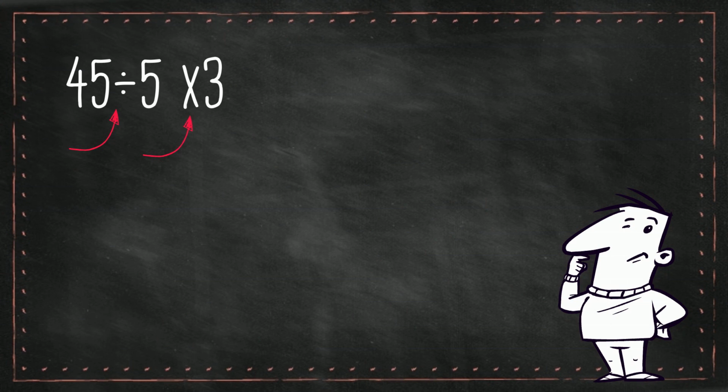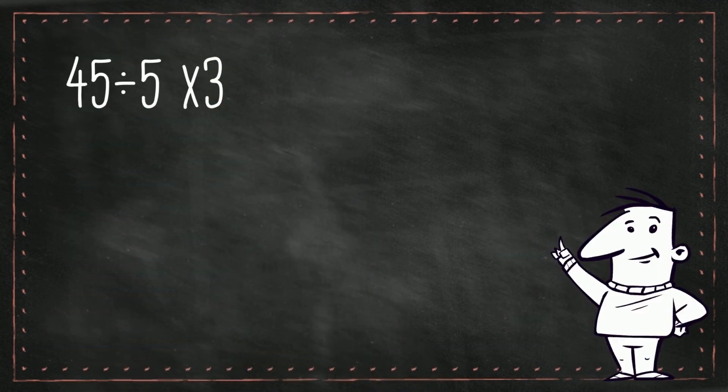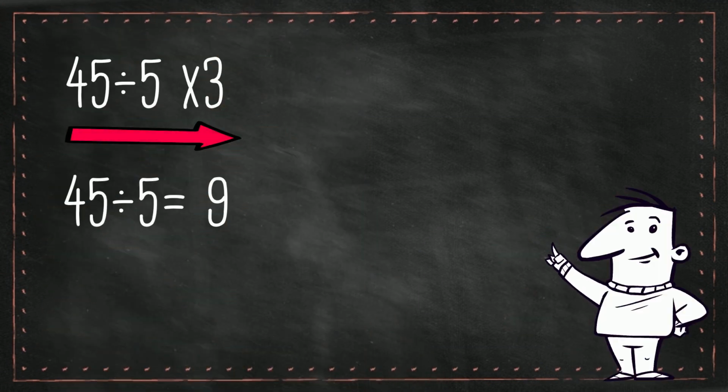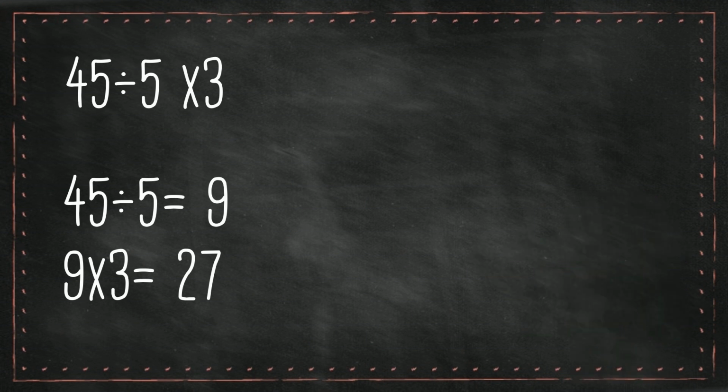Let's have a look at another example, which might be a bit tricky. So we have division and multiplication in this question, but how do I know which one to do first? In this case, you always go with the order from left to right, which means we first do 45 divided by 5, which is 9, and then 9 times 3, which is 27, because if we do any other order, we'll get a different answer, which might not be correct.